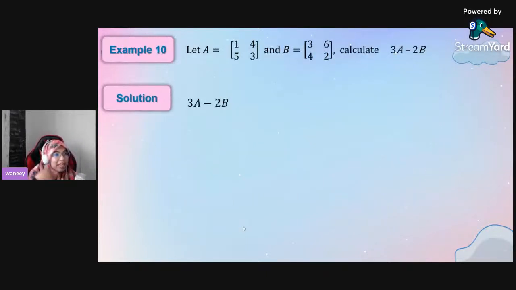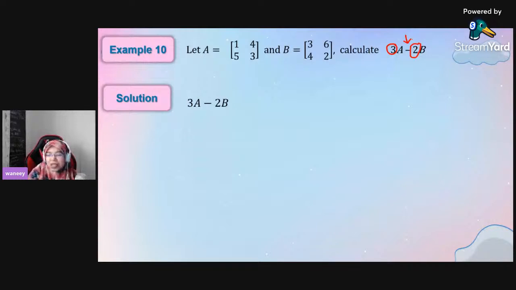Okay, so now let A equal to 1453 and B is 3642. Calculate what is 3A minus 2B. Okay, so now in front of the A, we do see some scalar over here. So this is a scalar multiplication. And then in front of the B, we see a constant over there. So that is also a scalar multiplication. So both of them are actually scalar multiplication. And then between those two, we should do subtraction.